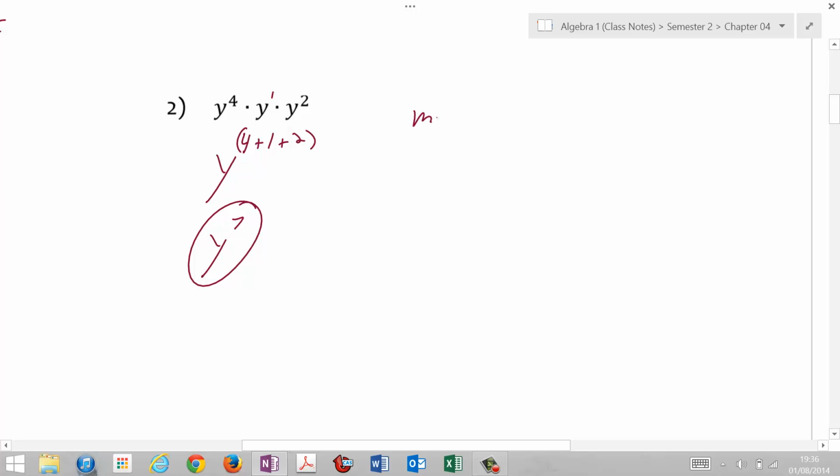So up to the side here, I'm going to say multiply bases means add exponents.